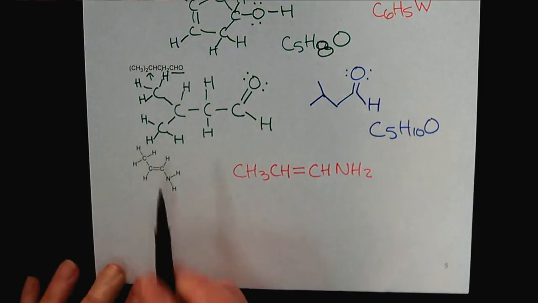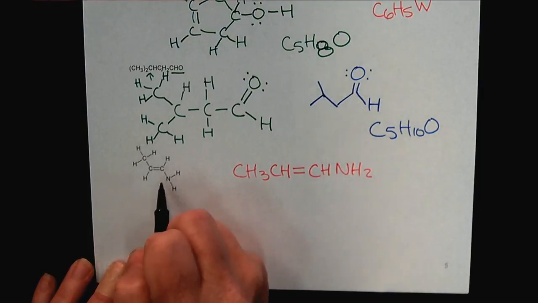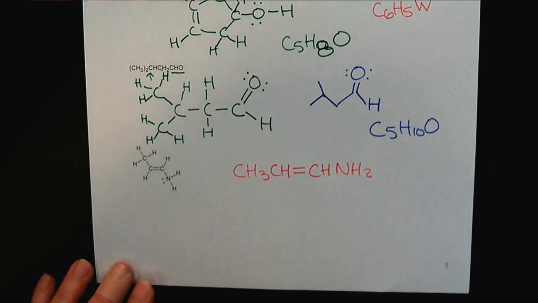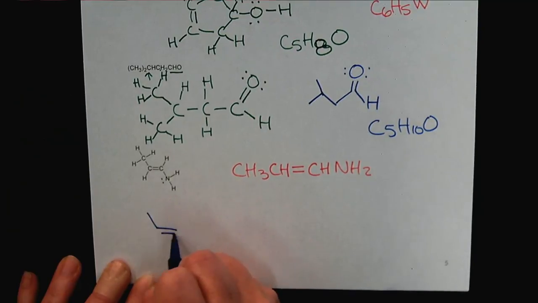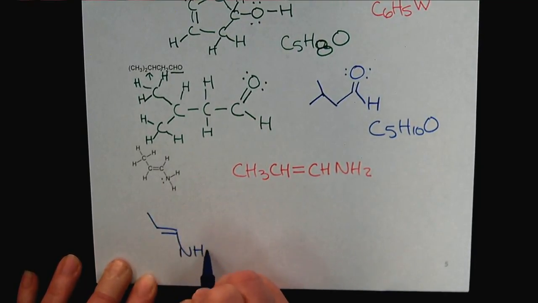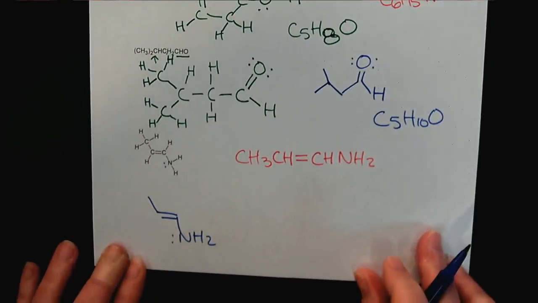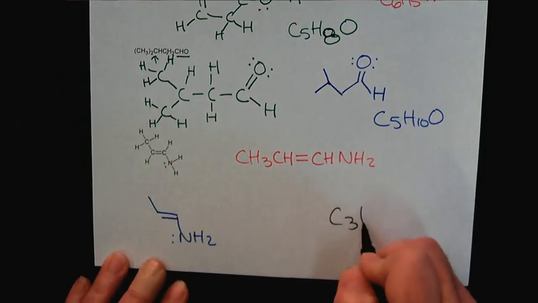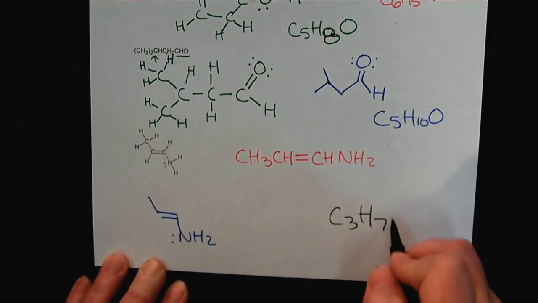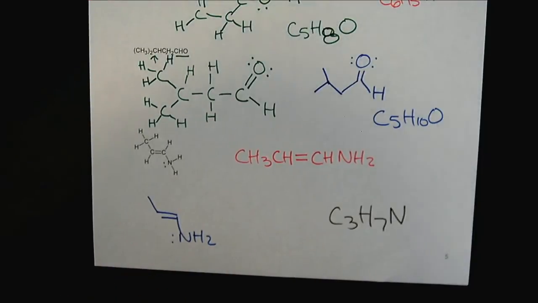So in this Lewis structure, nitrogen has 3 bonds and 1 lone pair. If we wanted to convert this into the skeletal line structure, very straightforward. There we are. And then last but not least, the chemical formula or molecular formula would be C3H7N.